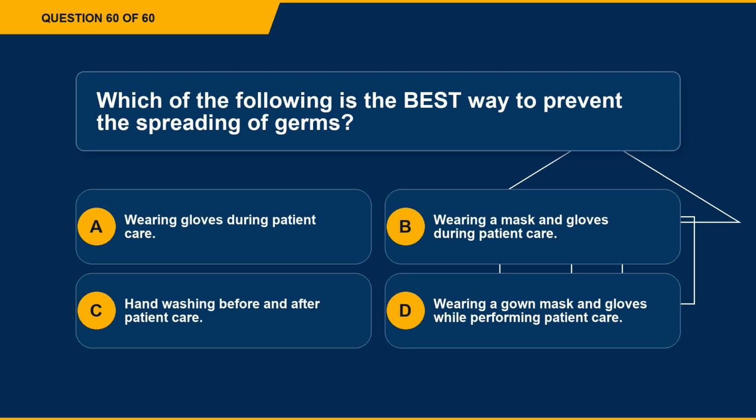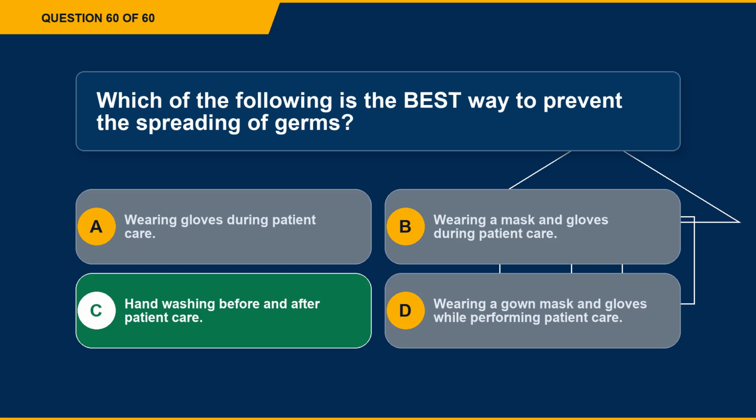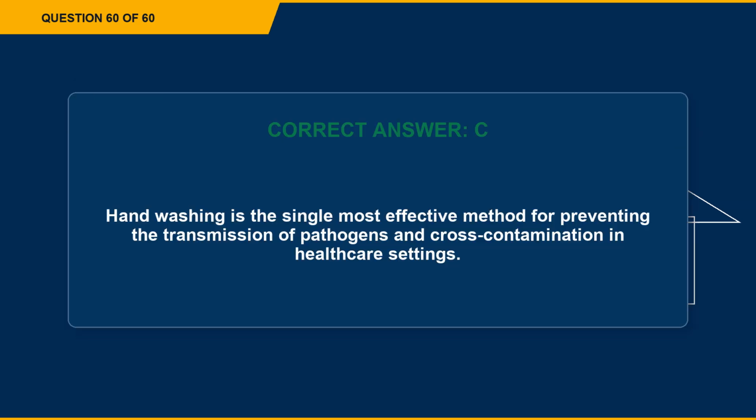Question 60. Which of the following is the best way to prevent the spreading of germs? Option A, wearing gloves during patient care. Option B, wearing a mask and gloves during patient care. Option C, hand washing before and after patient care. Option D, wearing a gown, mask and gloves while performing patient care. The correct answer is option C, hand washing before and after patient care. Explanation: hand washing is the single most effective method for preventing the transmission of pathogens and cross-contamination in healthcare settings.